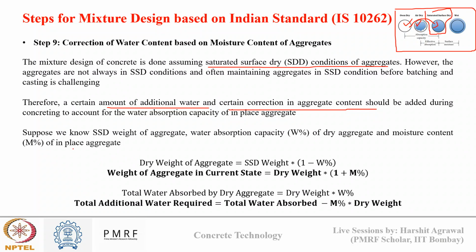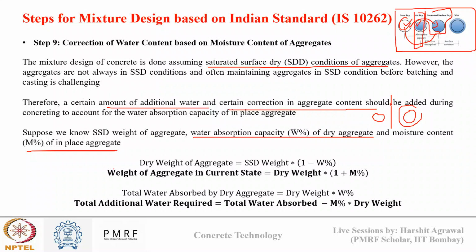Now suppose I know the water absorption capacity of my dry aggregate. So from this to this, I know how much water is required. And suppose the aggregates that I have are in this state, so I know how much moisture is there in the aggregate. Either my aggregates can be dry, or they can be SSD, or they are in between dry and SSD. Suppose they are in between, so they have some moisture content which is lower than the water absorption capacity. That moisture content I also know.